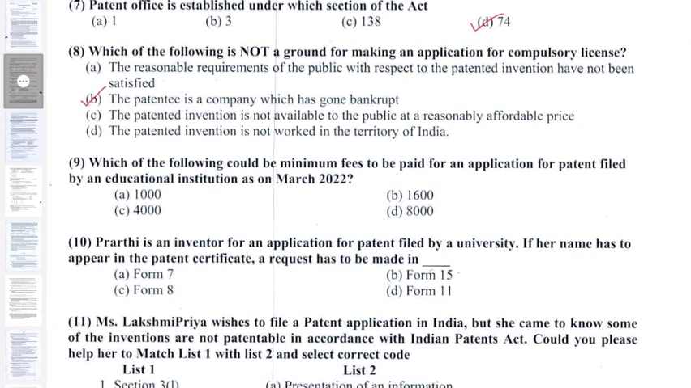So the next question. Which of the following could be minimum fee to be paid for an application for patent filed by an educational institute as on March 2022? So as you know, for e-filing, the fees is 1600. That is for natural person, startup, small entity or educational institute. So the correct option here is B, that is 1600.